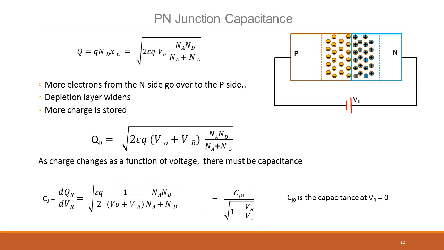So I hope this one is clear: as you apply external voltage, more charges are uncovered, which then means there is a capacitance. The charge increases as the square root of V, the external voltage applied, hence the capacitance decreases with the square root of V. If charge increased proportional to VR, then the capacitance would have been a constant. But since it's not proportional to VR, but at a rate lower than VR, dQ by dVR is given by this. The capacitance actually decreases with the increased potential that you apply.